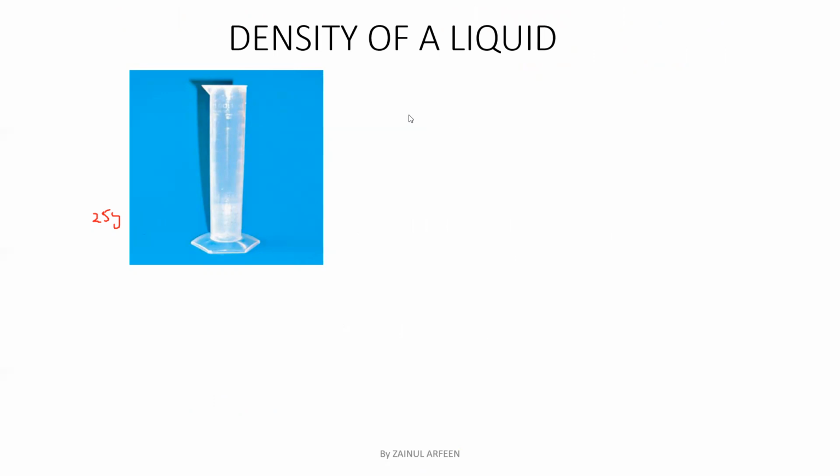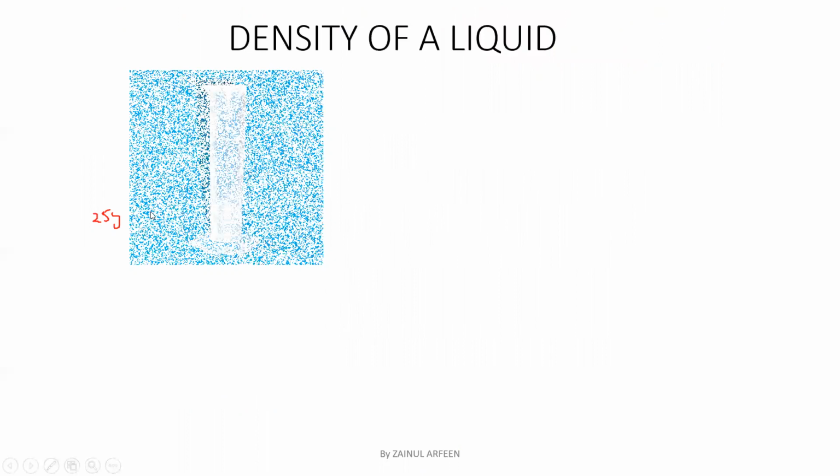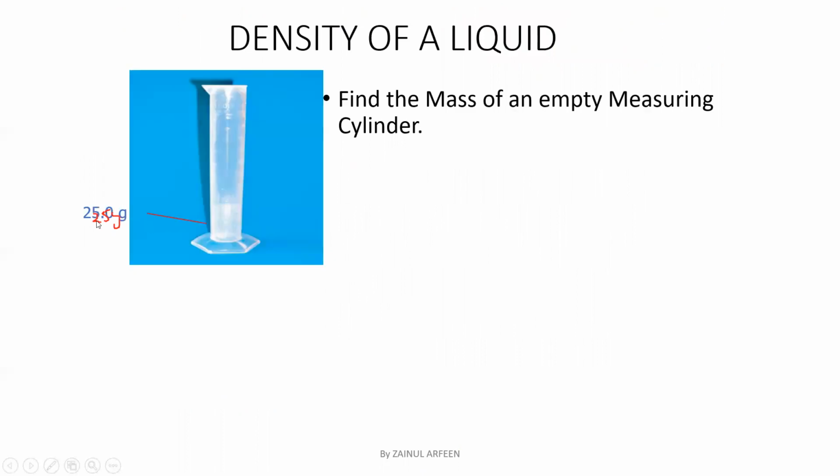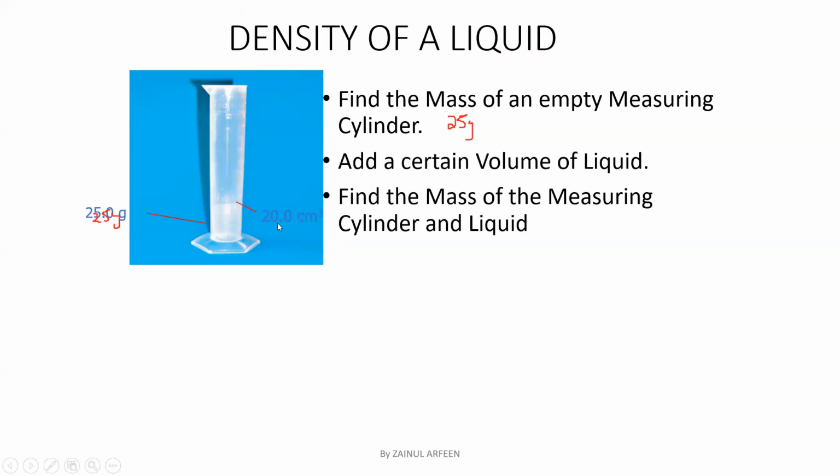Look, we are finding the density of the liquid. First we measured the mass of the empty cylinder. The mass of the empty measuring cylinder is 25 gram. Then we fill it with water, and the volume of the water which we add is 20 cm cube. Then when we measure the mass again, the water plus measuring cylinder, it is 45. So what is the mass of the water inside?